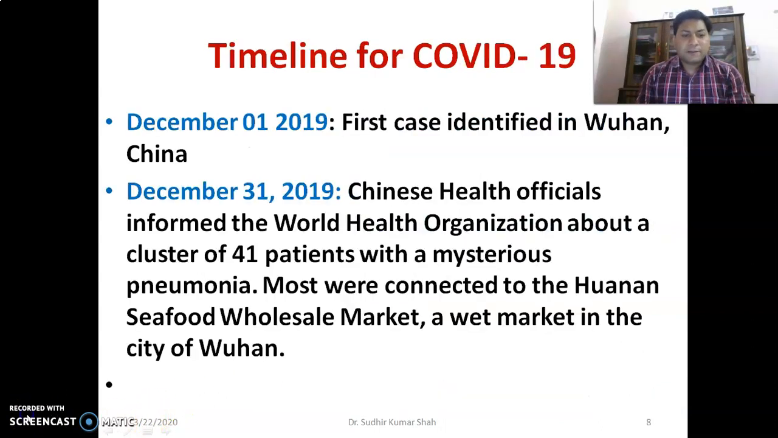Now let's have a look at the timeline for COVID-19 globally, from the starting of the infections in early December 2019 to March 2020. On 1st December 2019, the first case was identified in Wuhan, China, and by 31st December 2019, the country office of the WHO region, China, was reported with several cases of pneumonia of unknown etiology.